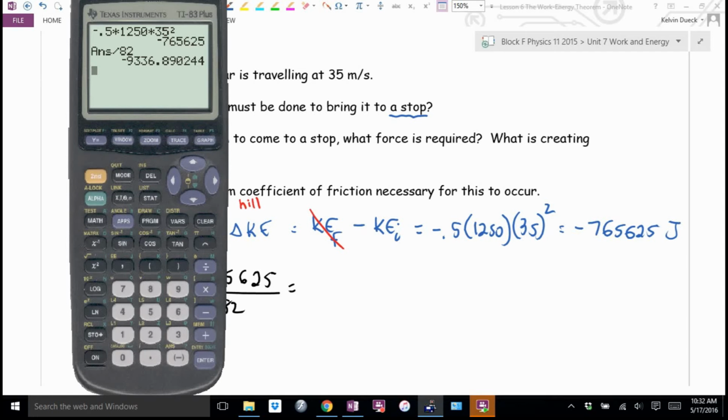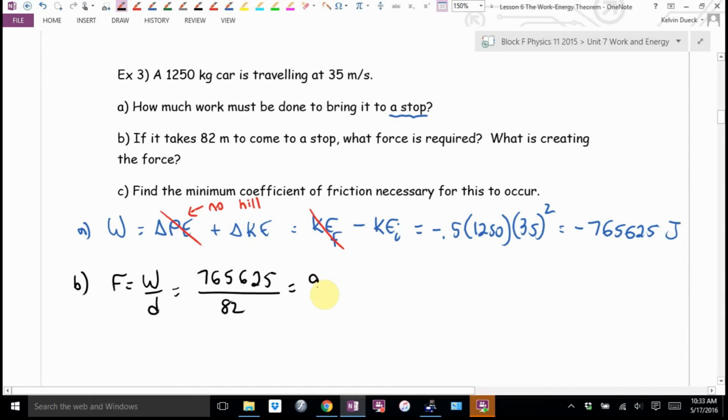9,340 newtons. What's creating the force? Which force is this? Your brakes. By the way, where does the energy go? It's got to go somewhere. Yeah, it heats up your brakes. And the road a little bit. Okay. It's got to go somewhere.